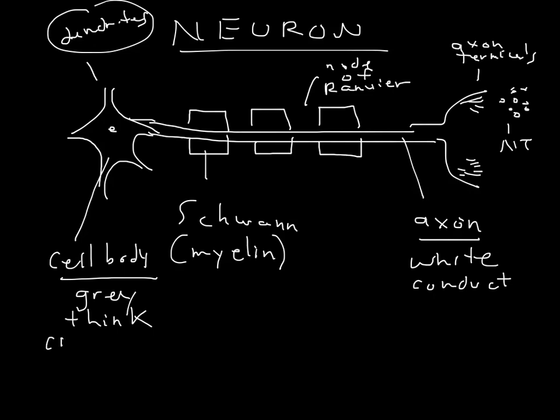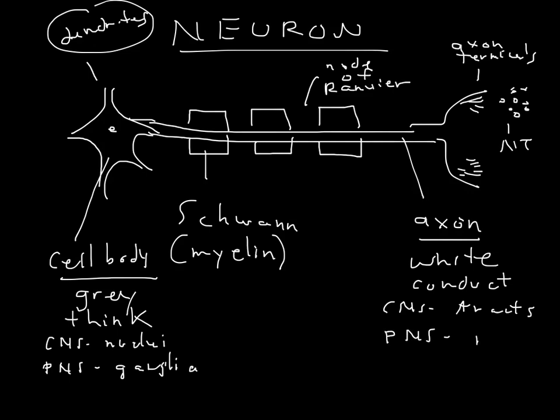In the CNS, concentrations of cell bodies are termed nuclei, whereas concentrations of axons are termed tracts. And in the PNS, concentrations of cell bodies are termed ganglia. Ganglion is singular, by the way. And concentrations of axons are officially nerves.